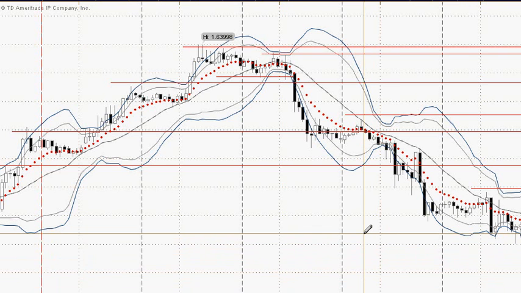That is one method, and I'll be making more videos on how you can use Bollinger Bands in the Forex markets to make high profit trades that are extremely low risk.